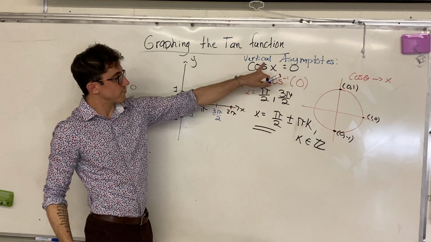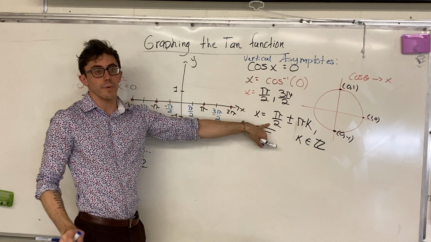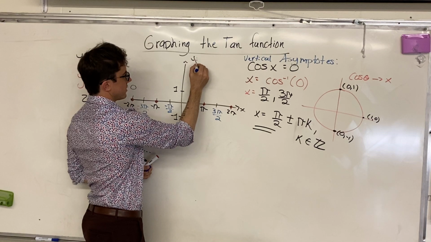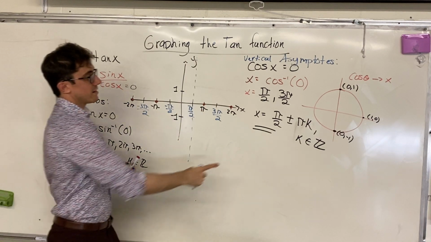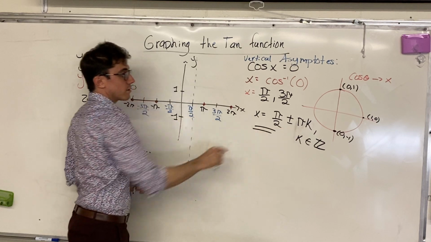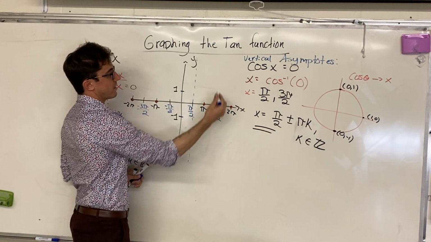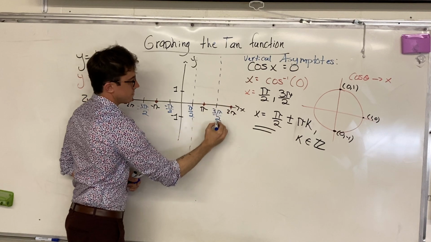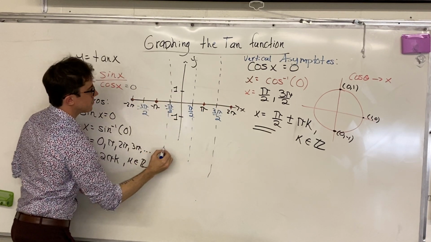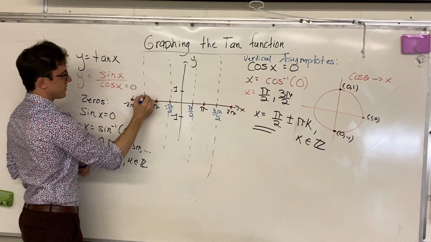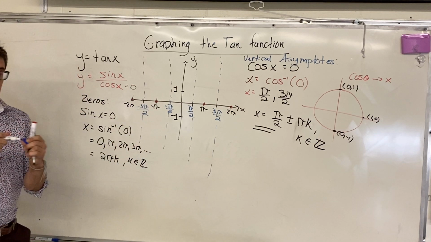We're going to get our first vertical asymptote at x is equal to pi over 2. And so we have a nice dashed line all the way down. And then at every k multiple of pi, and so 1 pi later, we're at 3 pi over 2. 1 pi backwards, we're at negative pi over 2. Another pi backwards, we're at negative 3 pi over 2, and so on and so forth.